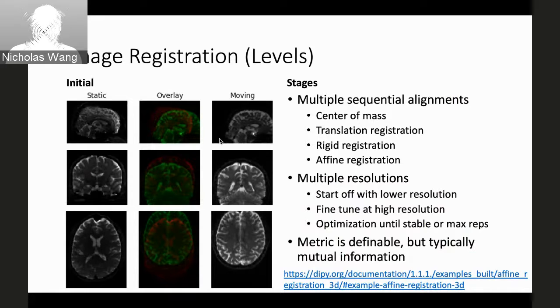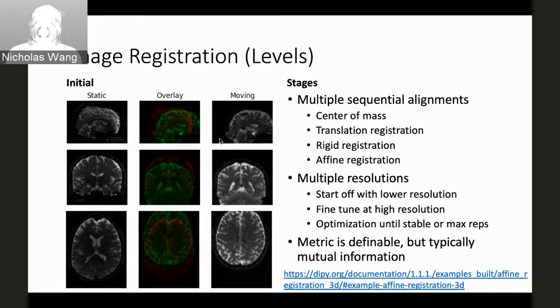And so the way DIPy does this, the example they provided, and the way I'd recommend doing it is they go about it in different levels, right? So first, you want to handle the gross misregistrations because in any optimization problem, the closer you are to the correct solution, the better the fine tuning and your answers will be if you do this in steps. So the way I'd recommend doing this is doing multiple sequential alignments, and they provide a nice tutorial for how to handle this.